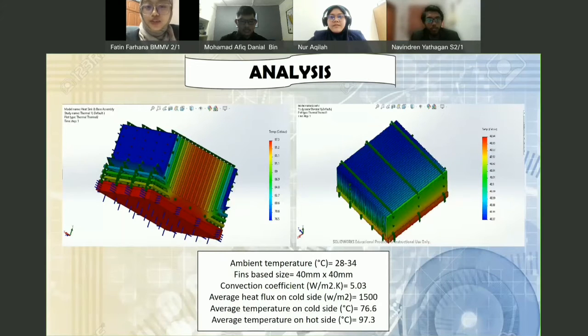So this is for analysis. We use an ambient temperature of 28 degrees, and for the fins, the base size is 40 mm times 40 mm, the convection coefficient is 5.03, and for average heat flux on the cold side, we use 1500. The average temperature on the cold side is 76.6, and the average temperature on the hot side is 97.2, as stated in the assignment sheets.